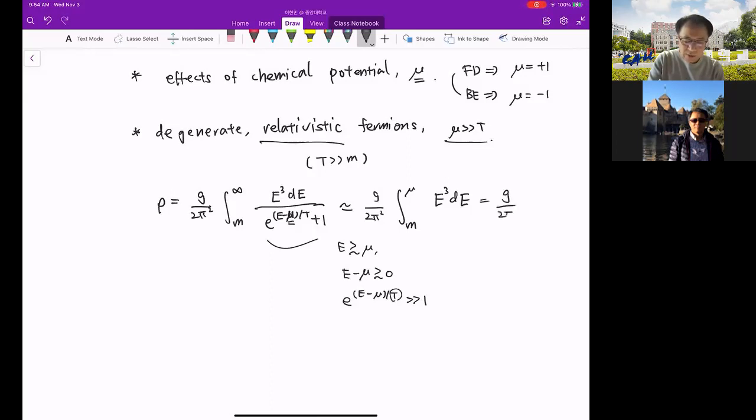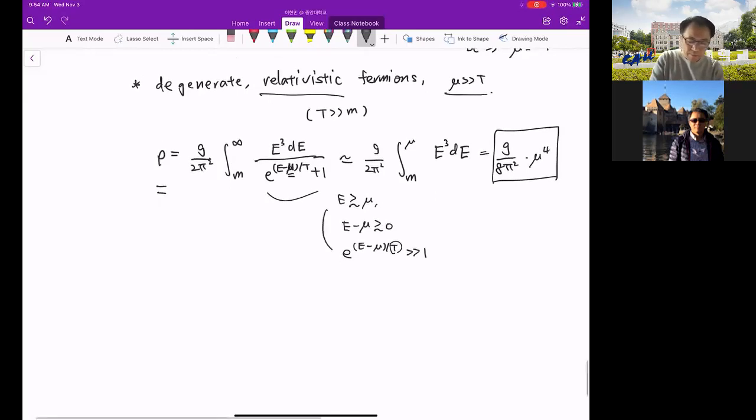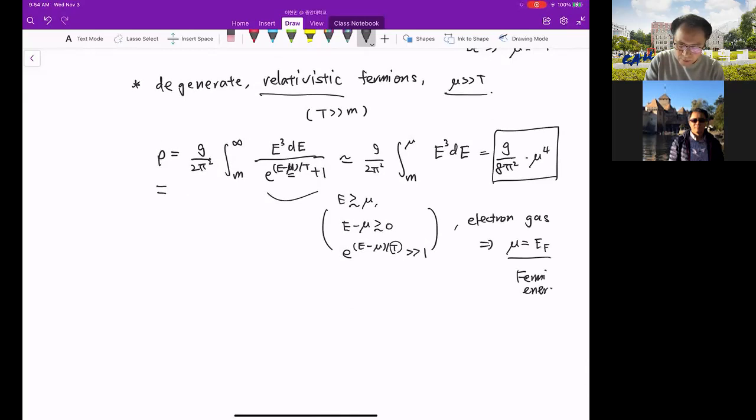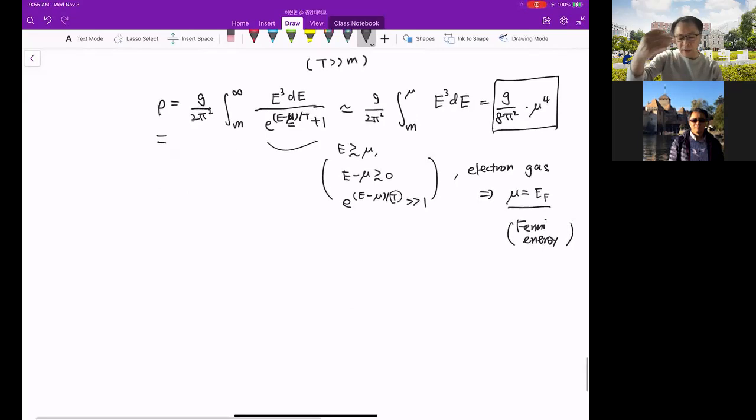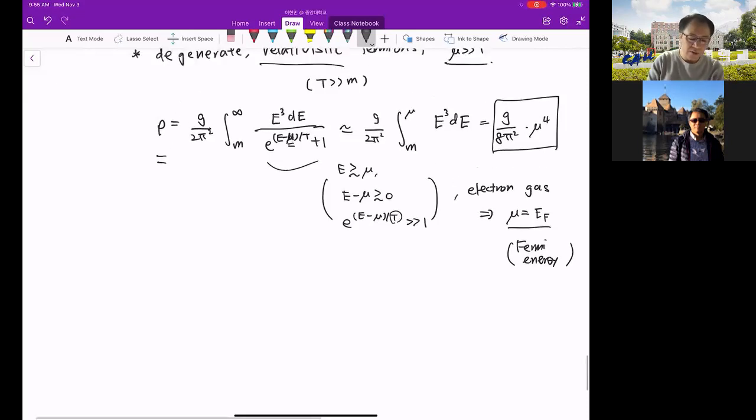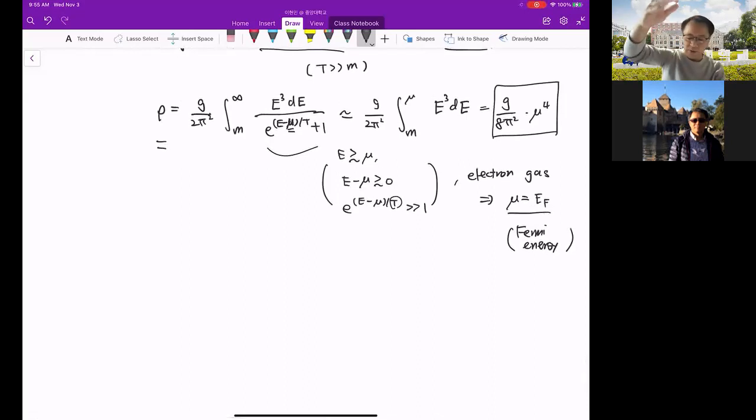So this is nothing but G over 8 pi square times chemical potential mu to the fourth. So this is the energy density. So for instance, electron gas, the relativistic fermions, this chemical potential is called the Fermi energy. We are filling up the energy level up to the Fermi energy. Beyond that, phase space distribution is exponentially suppressed. So we are just filling up to the Fermi level, and also number density is given by this integral in energy.